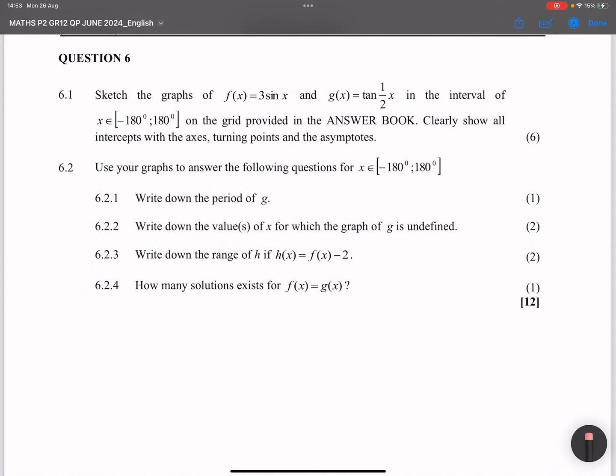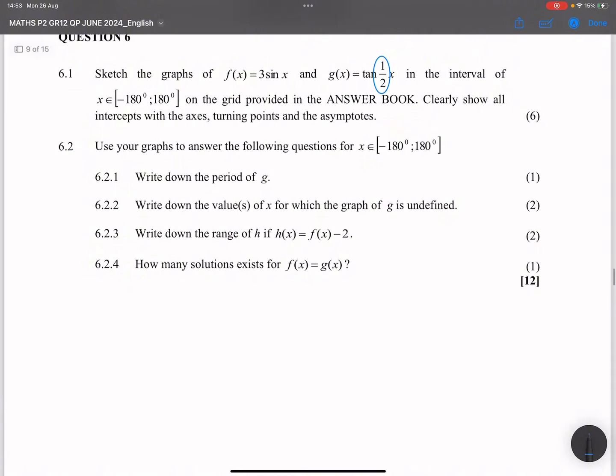They say to sketch the graphs of f of x, which is 3 sine x, and g of x, which is tan of a half x. So firstly, what's peculiar about the graph of f of x is that it has an amplitude change there. The amplitude is 3. And what's peculiar here is that they've changed the frequency to 1 over 2.